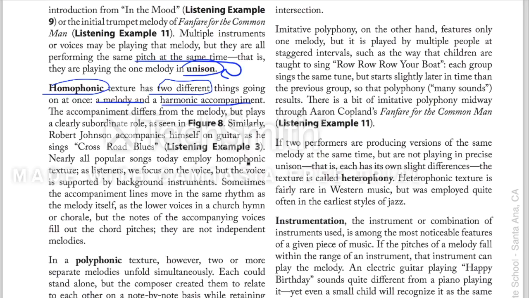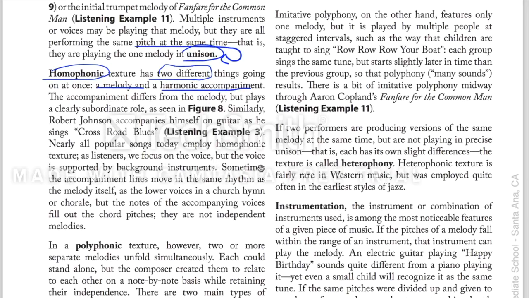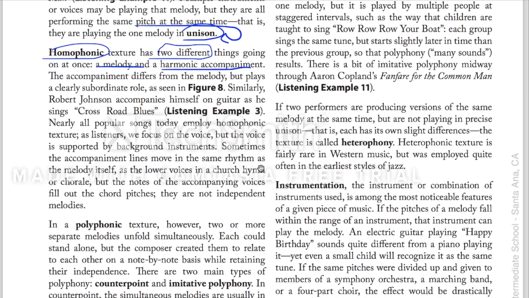Nearly all popular songs today employ homophonic texture. As listeners, we focus on the voice, but the voice is supported by the background instrument. Sometimes the accompaniment lines move in the same rhythm as the melody itself, as the lower voices in a church hymn or chorale, but the notes of the accompanying voices fill out the chord pitches. They are not independent melodies.